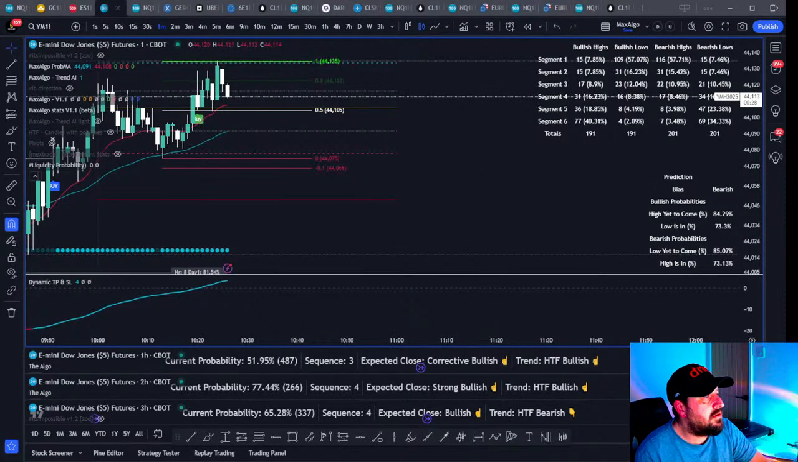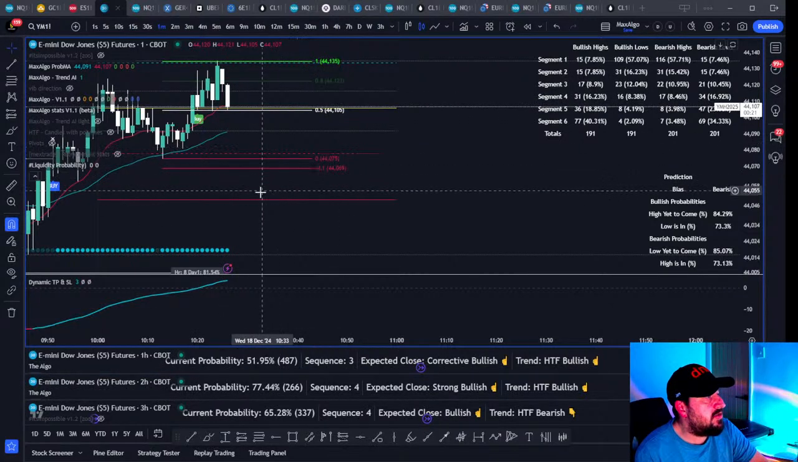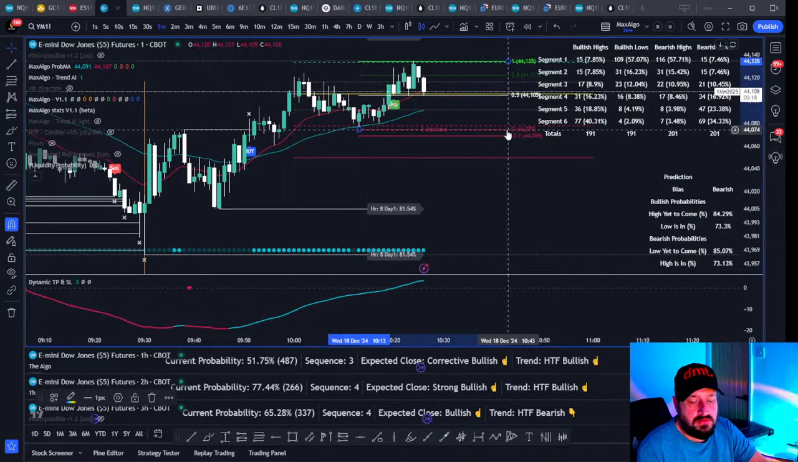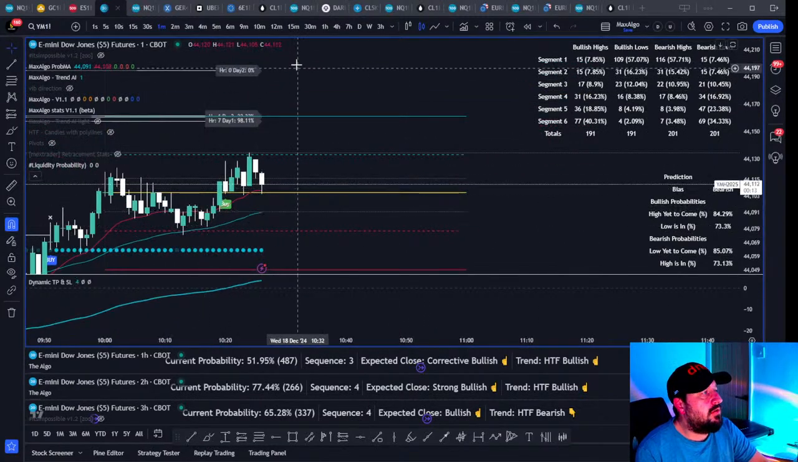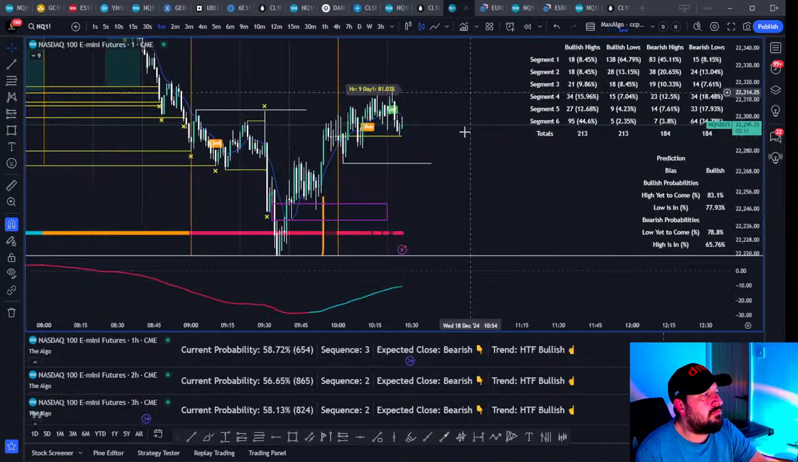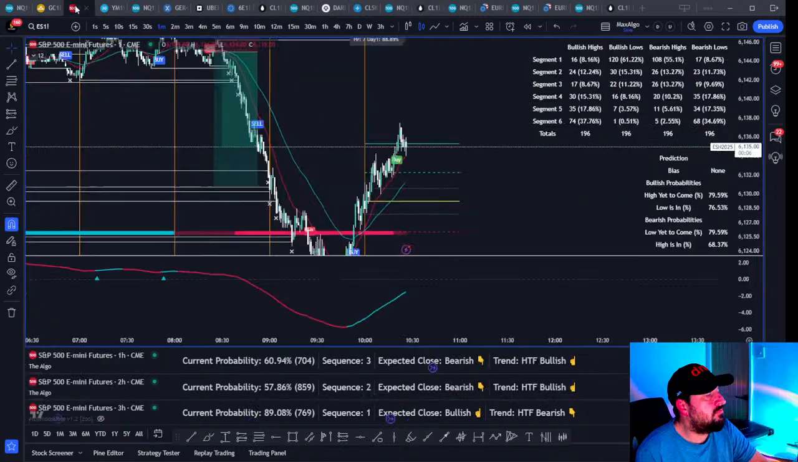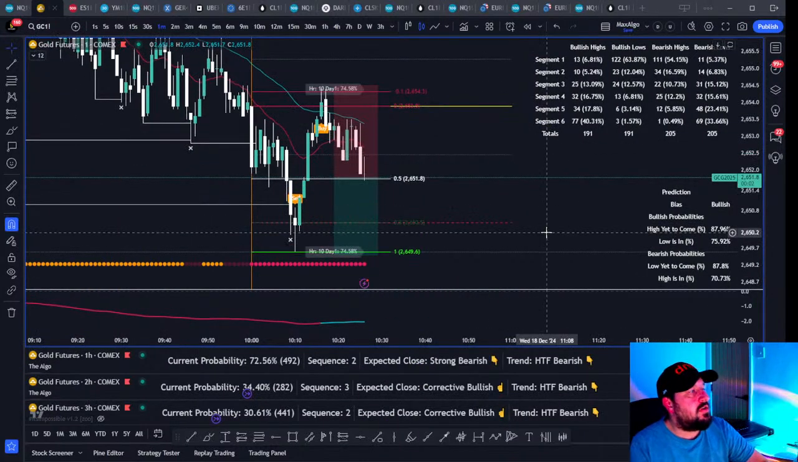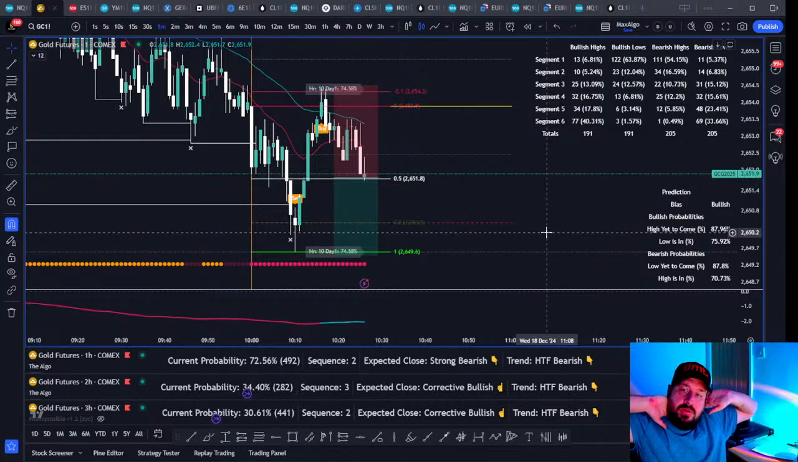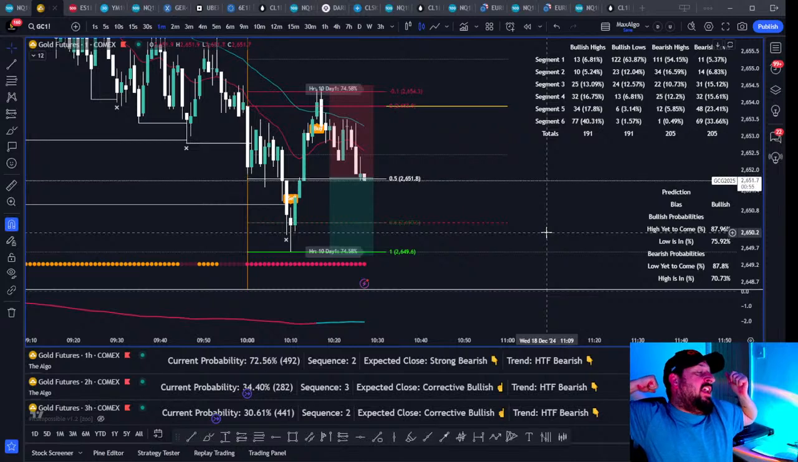Oh, the Algo's changed. You see here the Algo's corrective bullish as we're heading towards our target, which means we don't take the trade. So no trade. If you were in that on the main gold, you are at the opportunity where you can get out of the trade, break even.